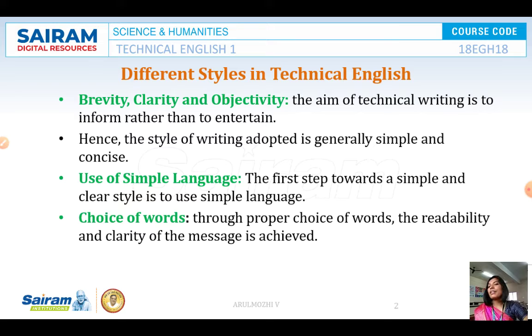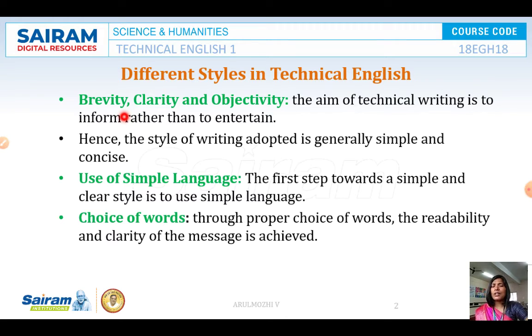Different styles. When it comes to style, a style is a way of writing, like brevity, clarity, objectivity, simple usage of words, diction and choice of word. These are examples of styles. So let's see what the different styles in technical English or technical writing are.